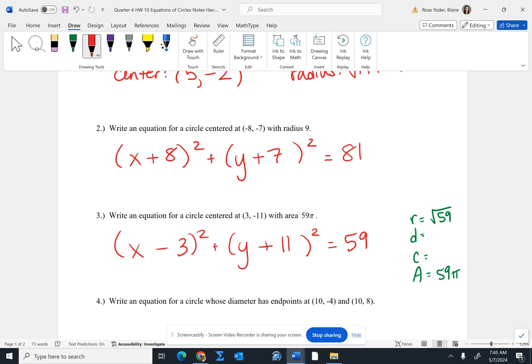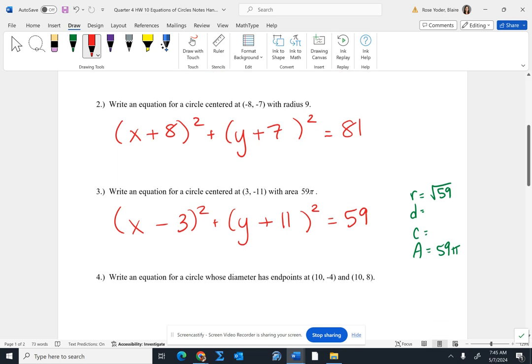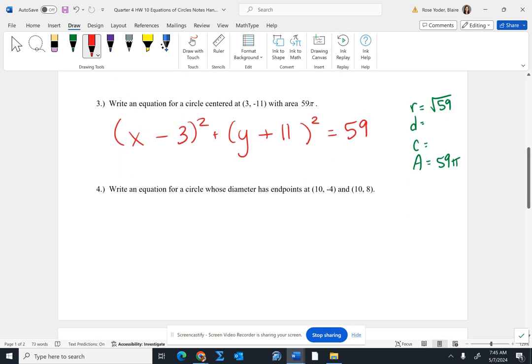So in the example above, if I had told you that the area of the circle is 81 pi, then you would just use the 81 in your equation. All right, let's take a look at number 4. This one is a little bit different.